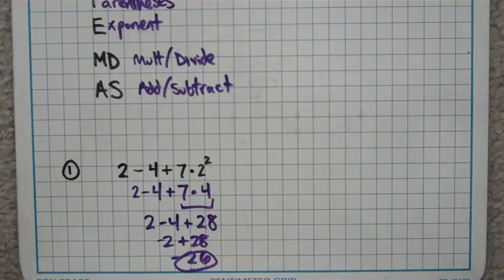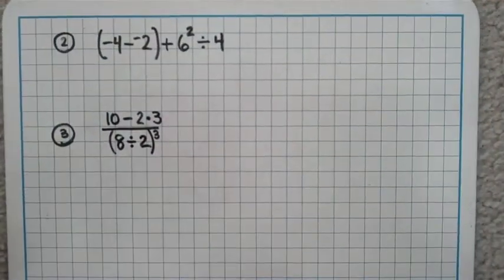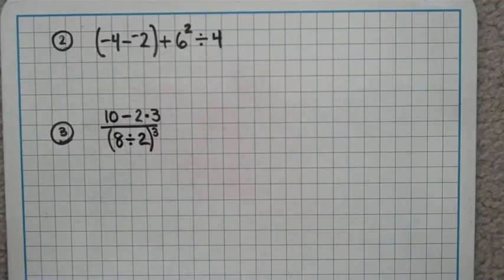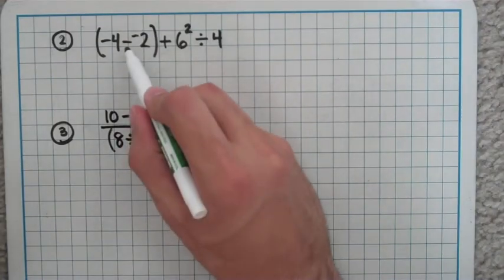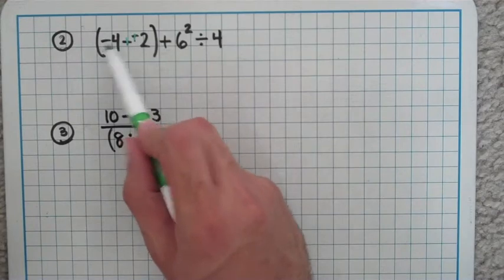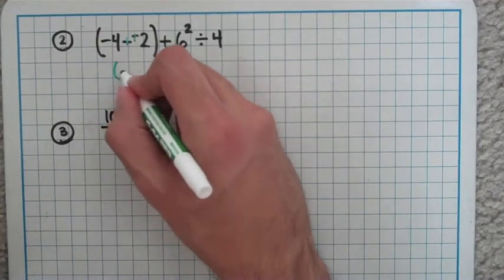I have 2 more problems here that I'm going to work through. If you feel like you got the idea, you can pause the video, like before, and try them out for yourself. On my next one, I have parentheses in my problem. I'm going to do those first. Inside those parentheses, I have minus and negative. Remember, we don't like double signs. That's going to turn into just negative 4 plus 2, and negative 4 plus 2 is negative 2.